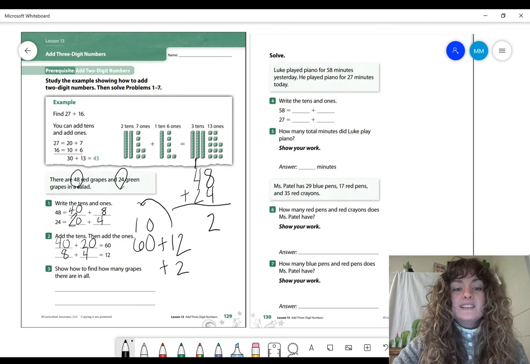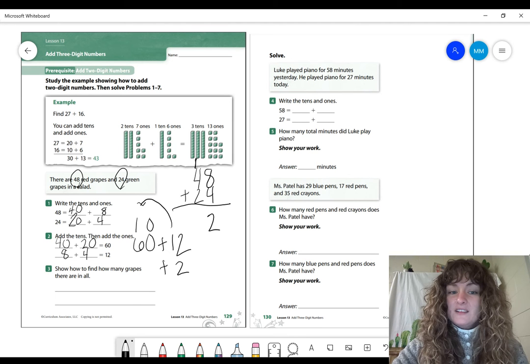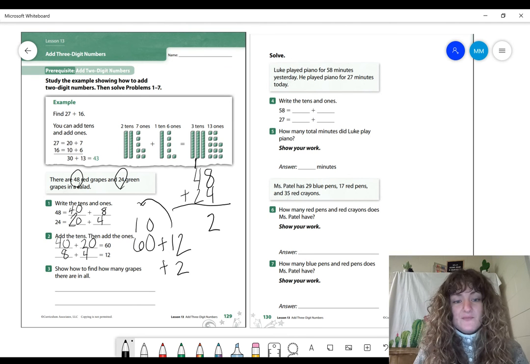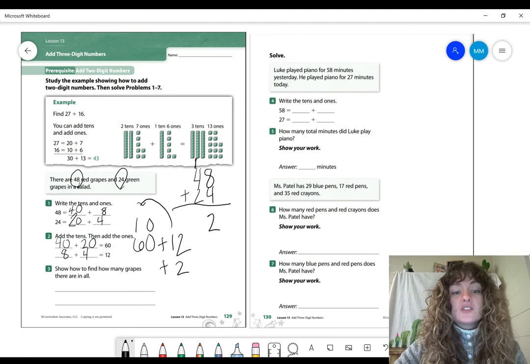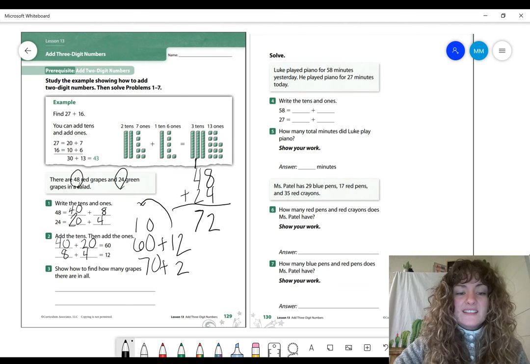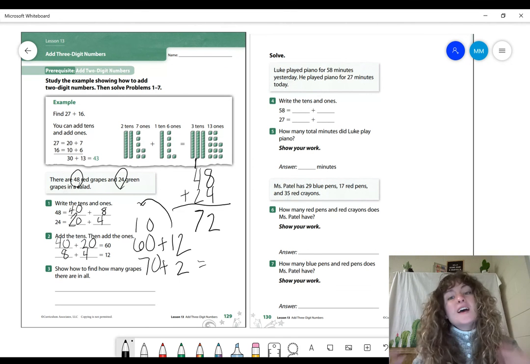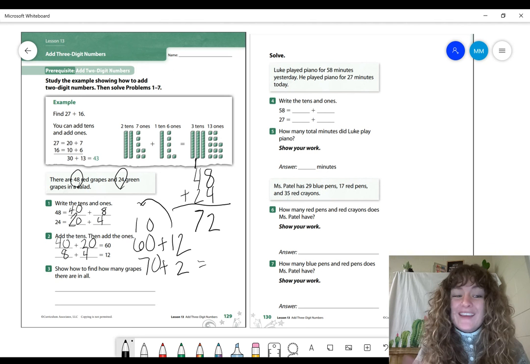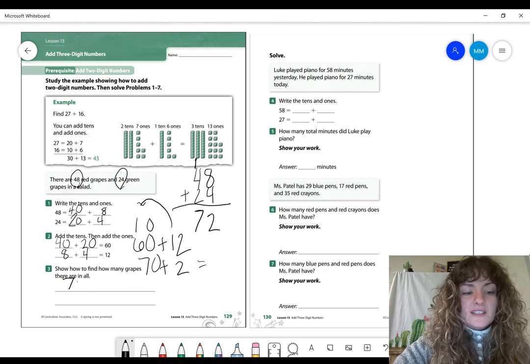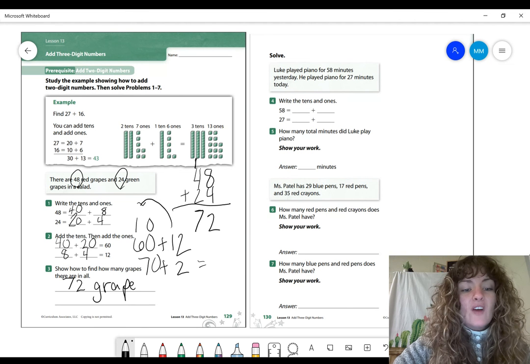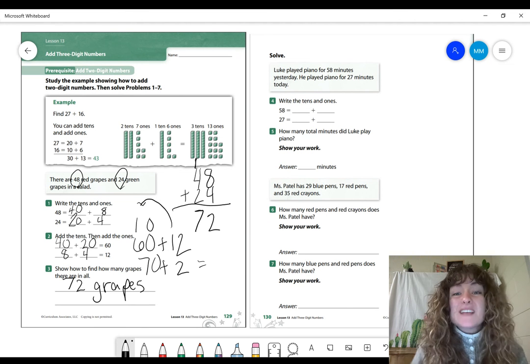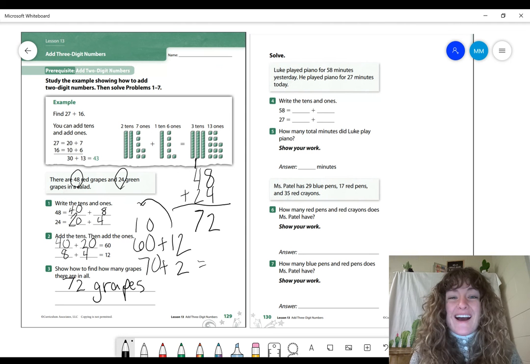So in my tens place, I have 1 ten plus 4 tens plus 2 tens. So 1 plus 4 is 5, plus 2 more tens would be 7 tens. So 10 plus 60 would be 70 plus 2, or 72. So how many grapes are there in all? 72 grapes. So we can show the value of those digits to find our whole. All right, it looks like we're going to do the same thing on page 130.